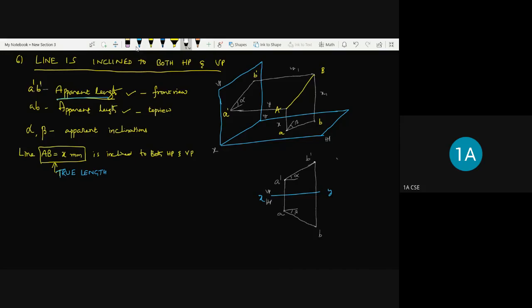So how can you obtain the projection of this line when it is inclined to both the HP and VP? Straight away I cannot get the inclination of the line with HP and VP. So what we do is we use the rotating line method to obtain the projection of this line when it is inclined to both HP and VP. How can this method be applied? We'll discuss that now.